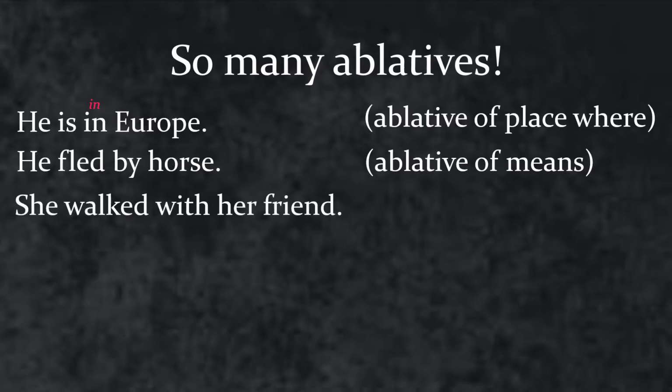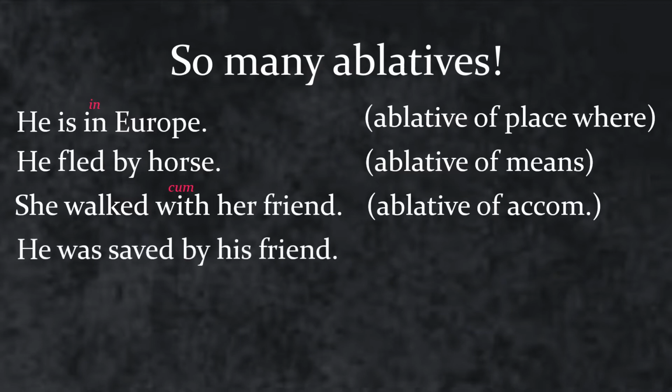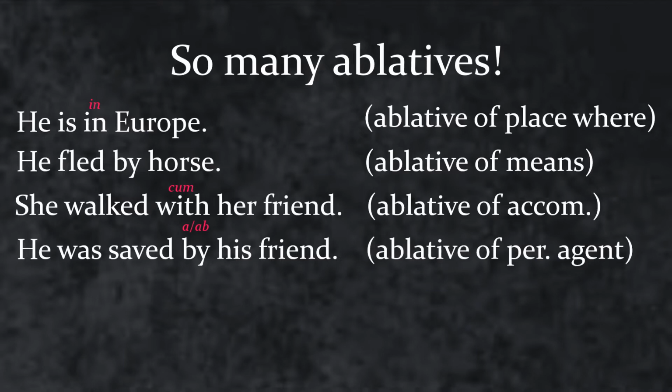She walked with her friend, and that uses cum. Okay, that's the ablative of accompaniment. It tells us with whom something is done. And the one that we're going to focus on in this video, he was saved by his friend, which will normally have an A or an AB. And this is the ablative.